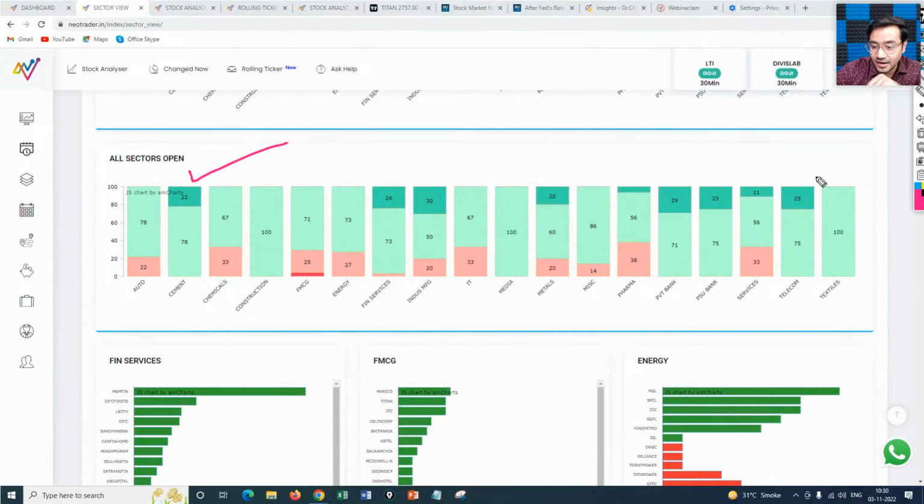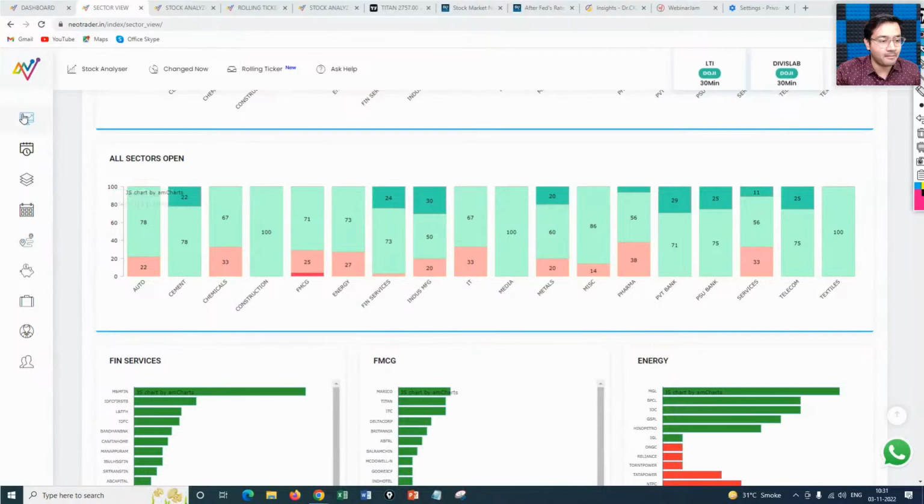And there are banks that are moving. In telecom, one or two stocks, and industrials, banks, financial services and industrials. We already saw one stock. So let us start from your cement. We already saw one stock, that was Dalmia Bharat.